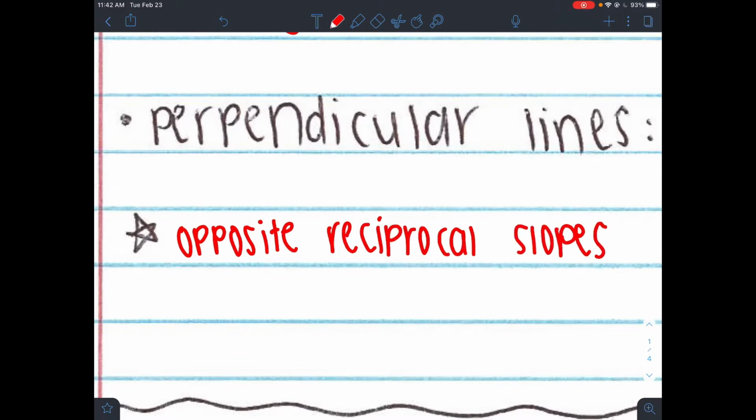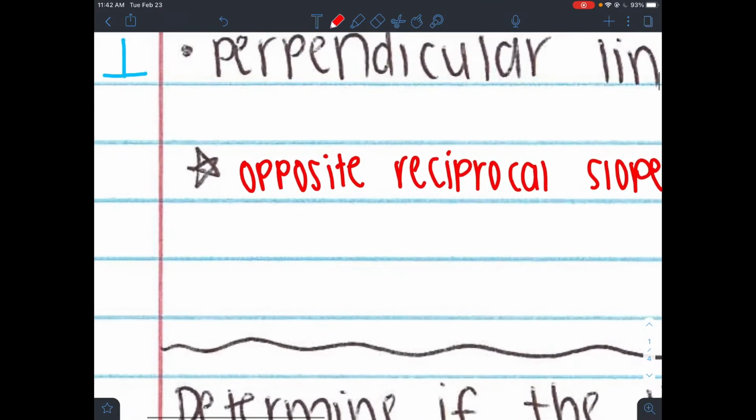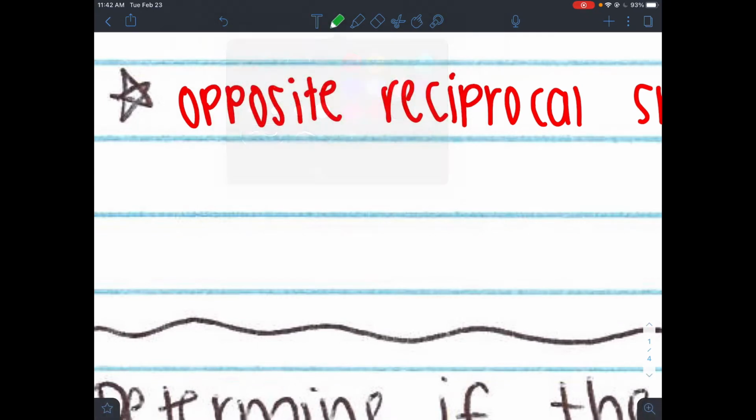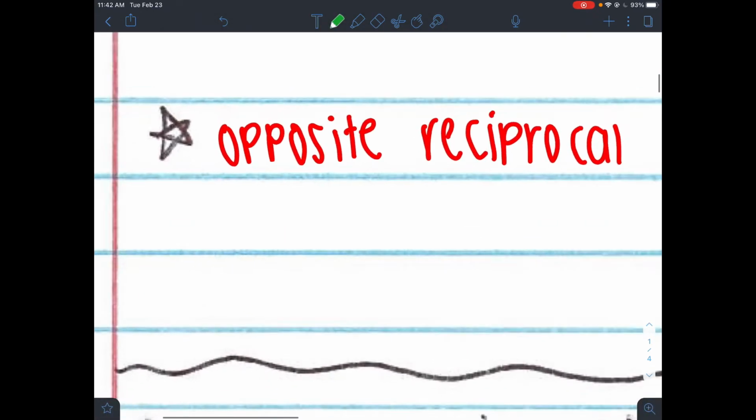And you're like, what does that even mean? So let's talk about what opposite means. When I'm talking about the word opposite, it means your sign is going to change. So if the original slope was positive, when you're creating your new equation, it's now going to be negative. If the original slope was negative, it's now going to be positive. So that's what opposite means, okay? Opposite means flip the sign. Change the sign from whatever it was previously.